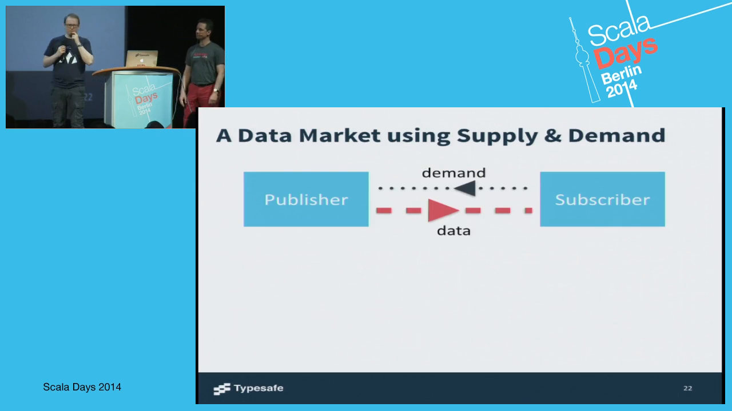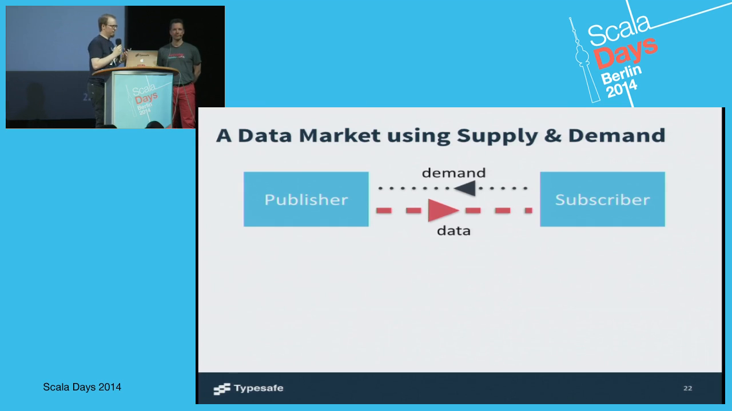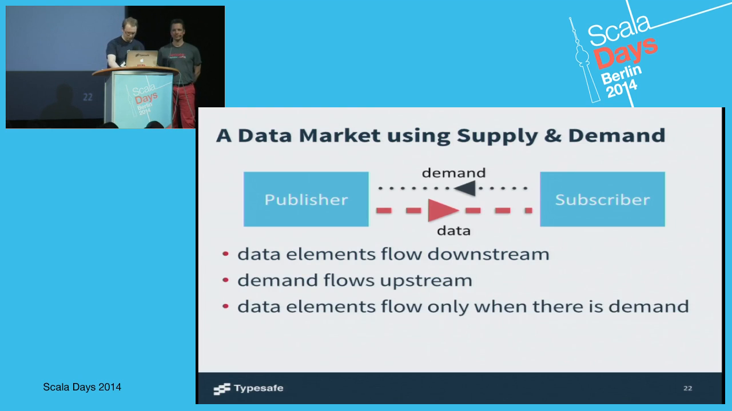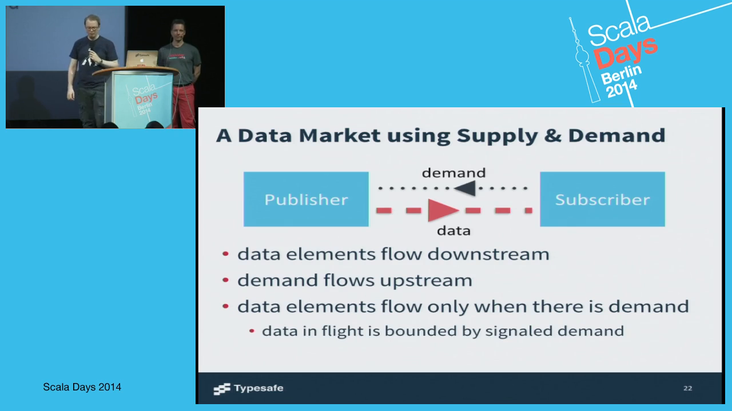So let's think for a while. If we have data that we're trying to send in one direction, that's the direction of the stream. What if there was another stream going in the opposite direction, where we're expressing the demand? Like, does this thing actually want any data? So our data elements flow downstream, our demand is flowing upstream, and data elements flow only when there is demand. And data in flight is bounded by the signaled demand.